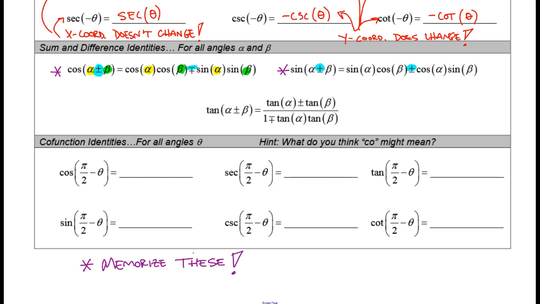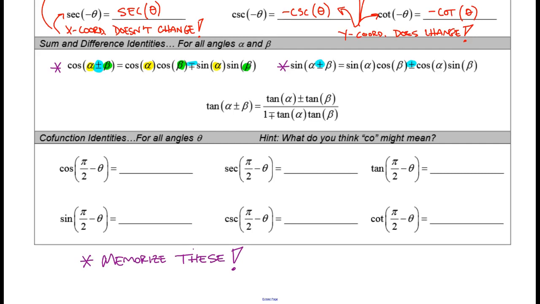All right, let's move on to one more pair of identities here. These are the cofunction identities, and I'm going to just grip it and rip it through these, and then we'll explain.